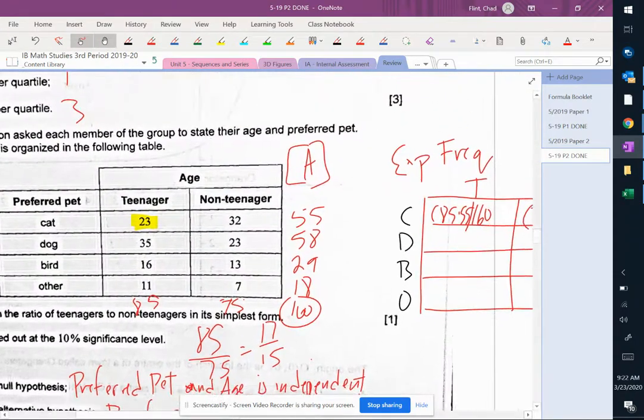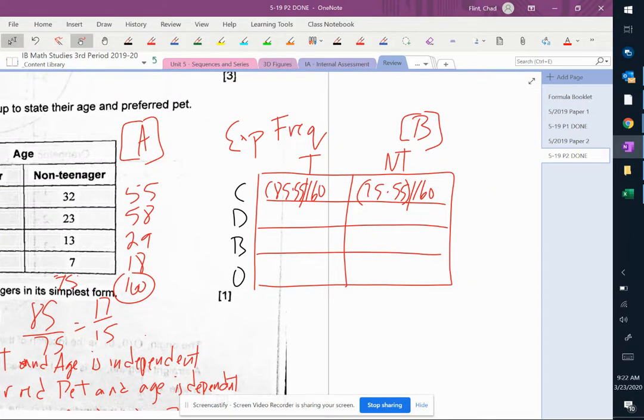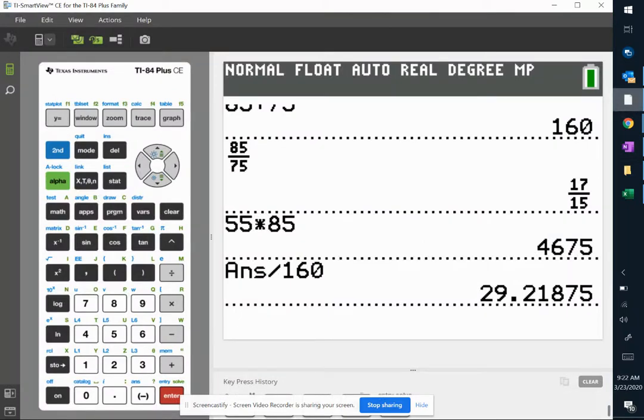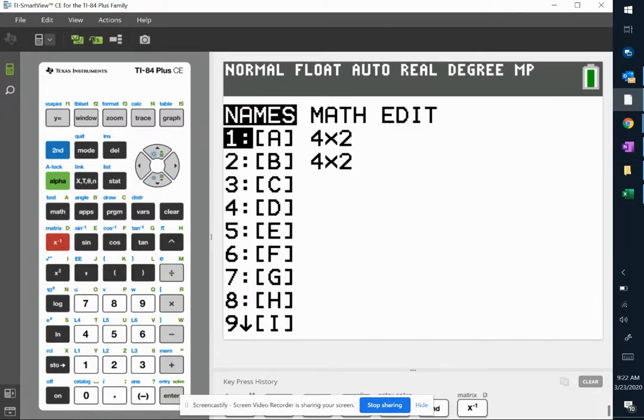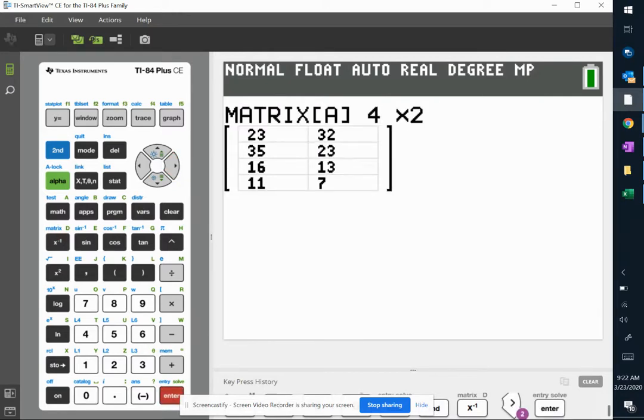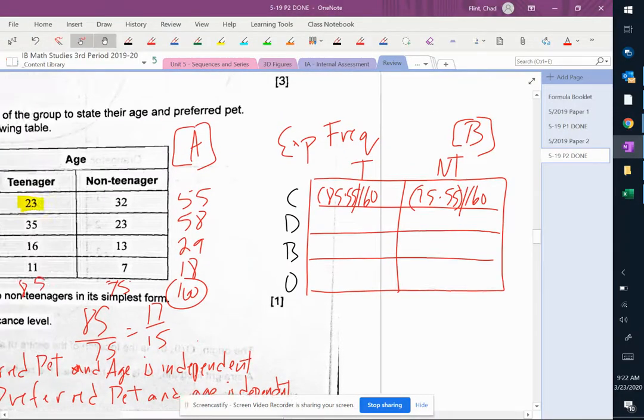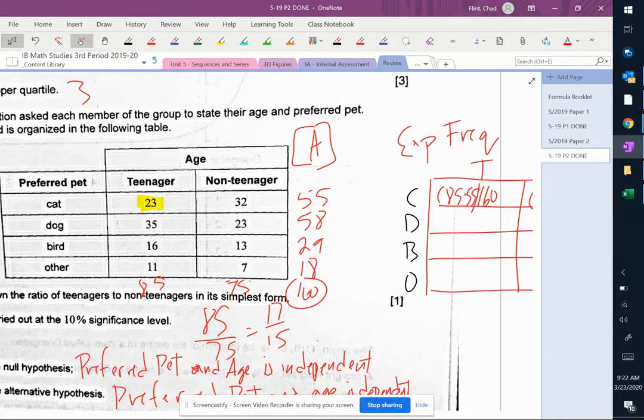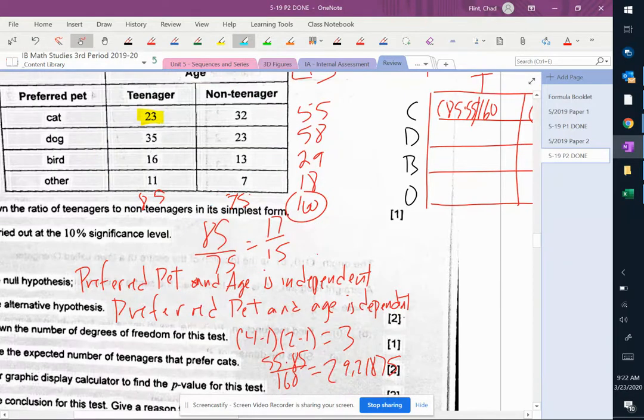Now we have to remember how to do this. So in the calculator, we put the observed frequency table in matrix A, and then we make an expected frequency table in matrix B. In the expected frequency table, we can do it right in the calculator by multiplying the row total times the column total and dividing it by the grand total. So I already did this. To get to the matrices, you hit second, and then x to the negative 1 is matrix, and you go over to edit. So if I hit edit for A, I make the matrix there. So I've got this matrix in for A.